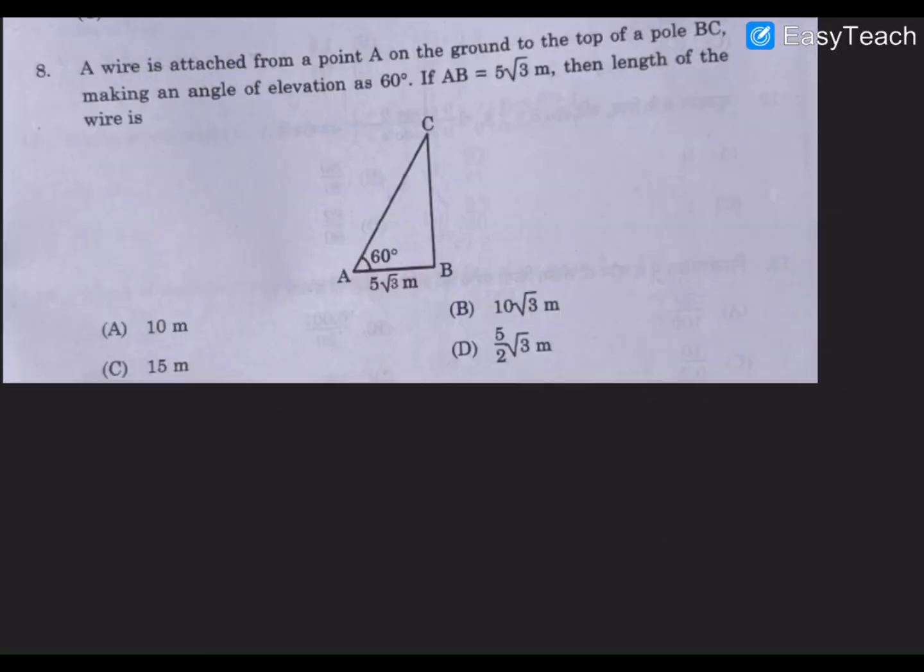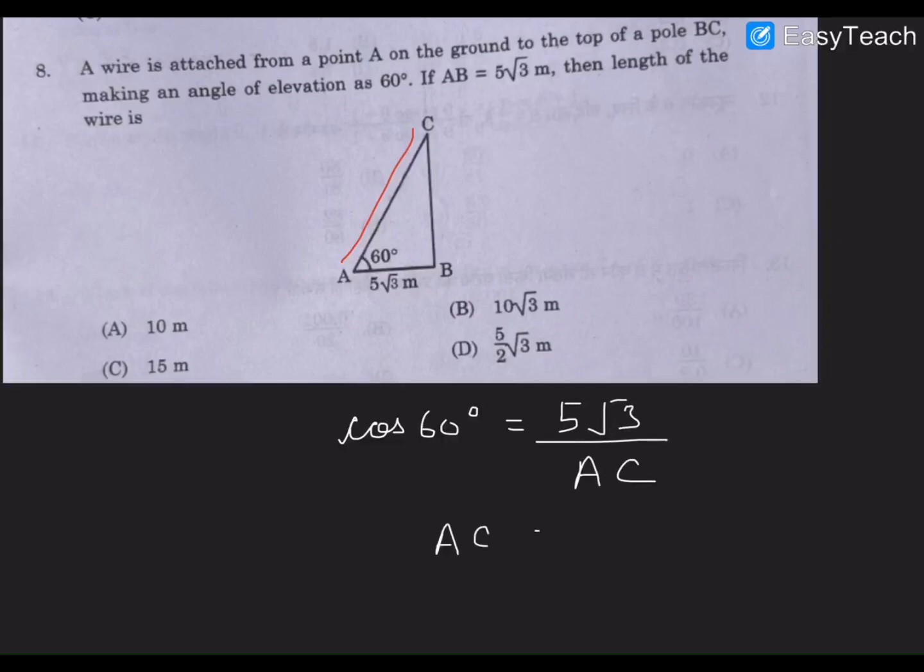So the next question, a wire is attached from a point A on the ground to the top of the pole BC, making an angle of elevation 60 degree. If AB is 5√3, then find the length of the wire. So we need to find the value of AC. That means cos 60 degree equal to 5√3 by AC. So AC, cos 60 is 1 by 2, so 10√3 meters. So B is the correct answer for this.